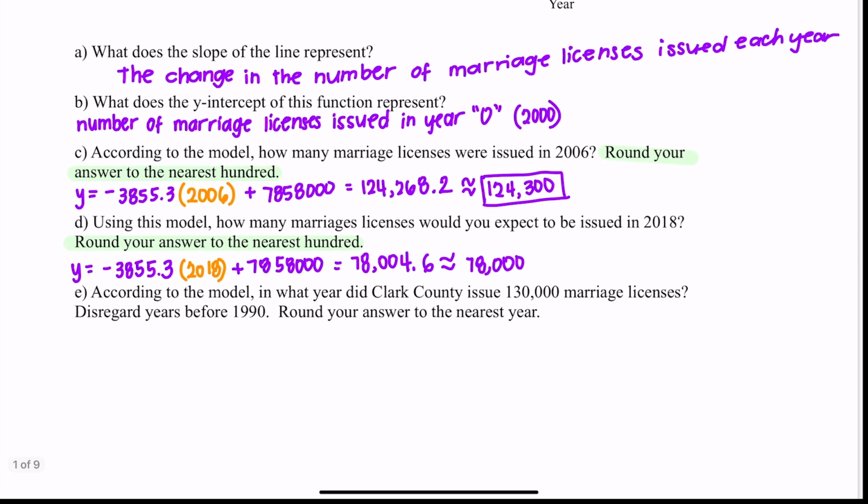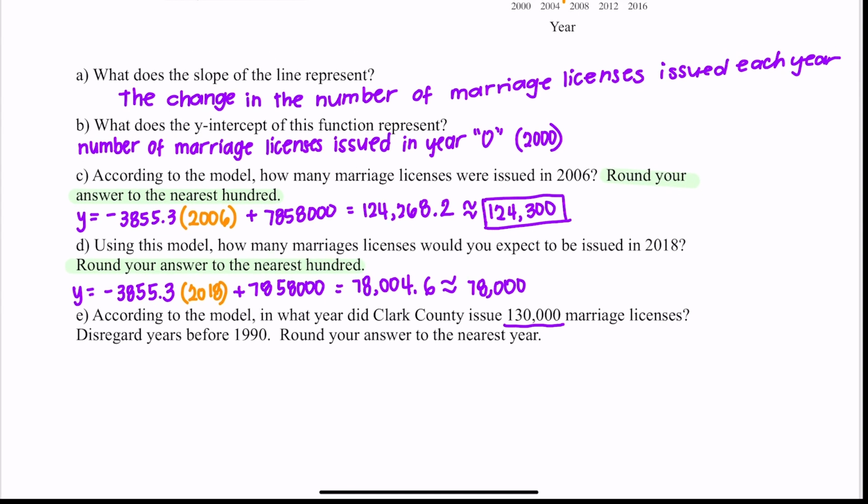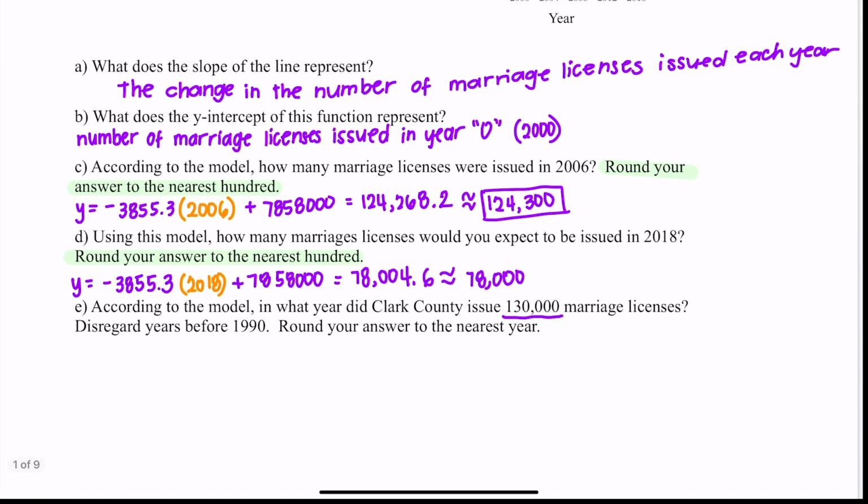All right. For E, according to the model, in what year did Clark County issue 130,000 marriage licenses? So instead of the year given to us, they gave us the new y value, which is going to be 130,000. So we're going to set it up like we did earlier, but instead of knowing what our year is, we're going to replace it with an x because that's our unknown. And so we'll just set up our problem. We're going to subtract 7,858,000 from both sides.